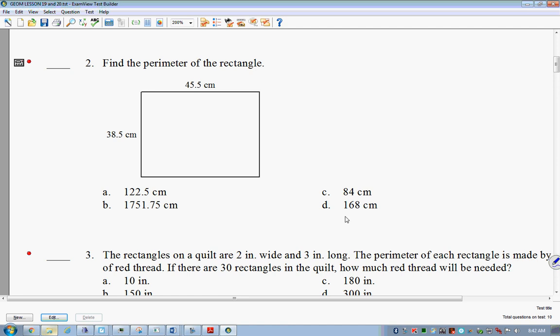45.5. Well, 45 plus 45 is 90, right? 0.5 and 0.5 is 1, so that's going to give me 91. Okay, so I can go ahead and put 91 up here. Okay, there we go. 38 and 38, I think, is 76, right? So 0.5 and 0.5 is 1, so that would be what, 77? Something like that. And 9 and 7 is going to be 168. See if that matches. $168. Okay.